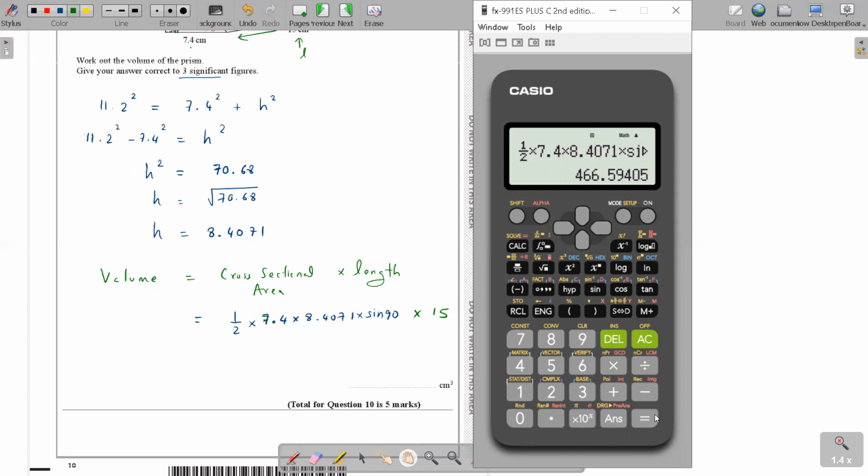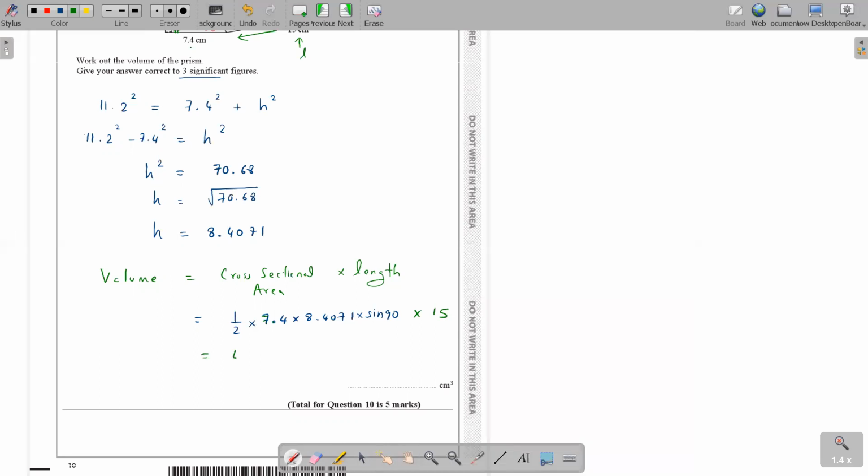So this gives me the figure 466.59. So when we correct it to 3SF, the fourth significant figure here is 5. So 5 or more than 5, we add 1 and we get here 467 cubic centimeters. So correct to 3SF, the answer is going to be 467 cubic centimeters. Okay, so this is the volume.